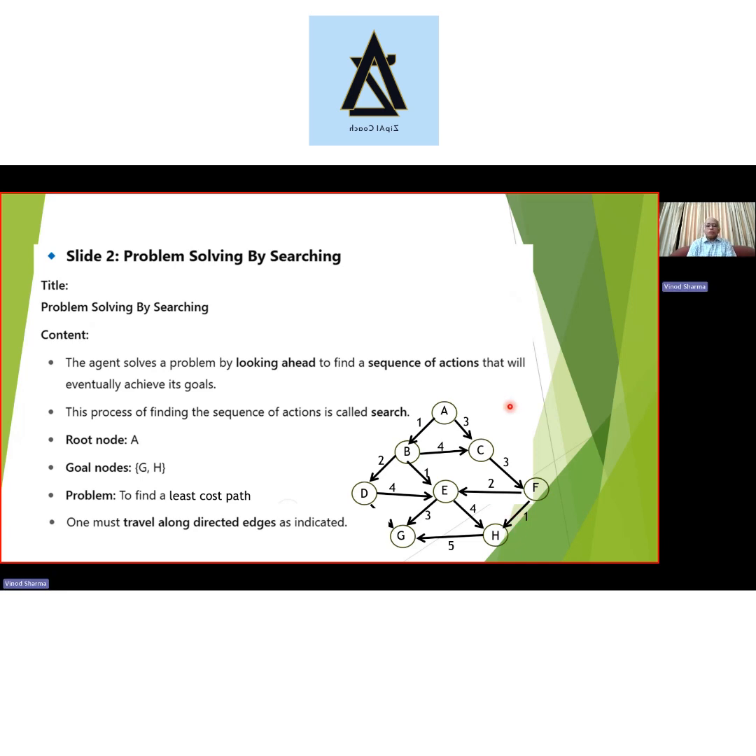So we consider that initially the agent is in state A and it wants to reach state G or H. In this case, there are two possible end states. If it reaches either one of them, it has achieved its goal. There can be one goal state or more goal states. For generality, we consider that the initial state is called the root state or root node, which is A in this case, and the goal states are G and H.